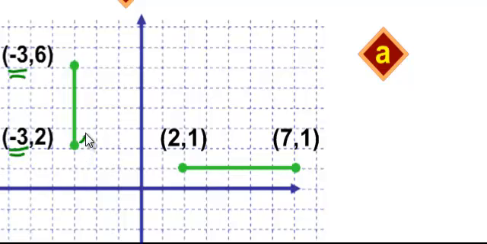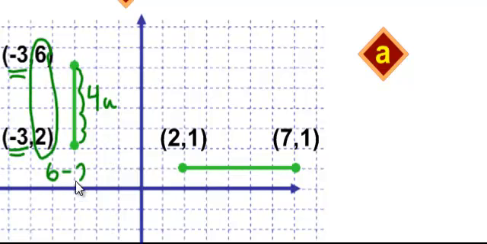Well, I suppose we could count squares and determine that it is 4 units long. But we can also use the points to figure out that 4-unit number. And I think it's obvious if we take 6 and subtract 2, we can get 4. So we can simply subtract the y-coordinates of a vertical line to get the distance between the points, or the length.